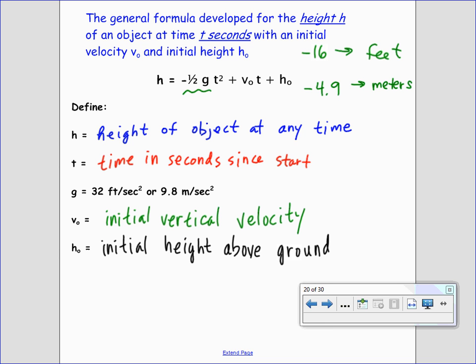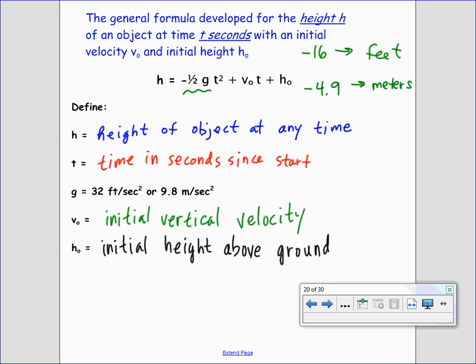G is different depending upon whether we're working with feet or meters, and all that does is influence my coefficient on the squared term. If it's negative 16t squared, I know we're working in feet. If it's negative 4.9t squared, I know we're working in meters. That's a giveaway.